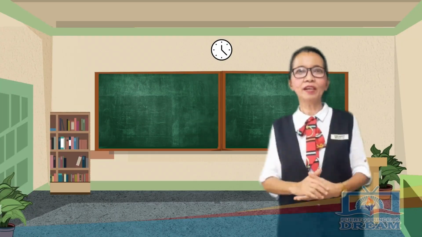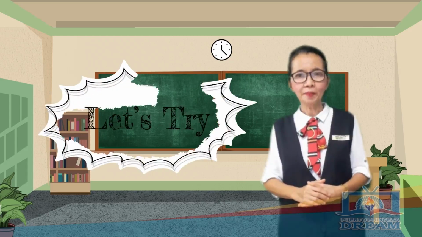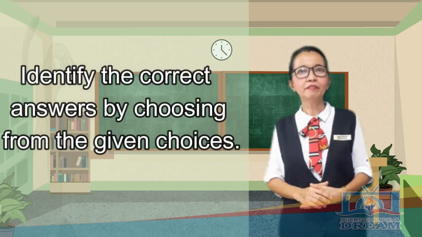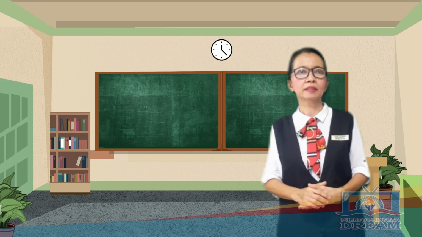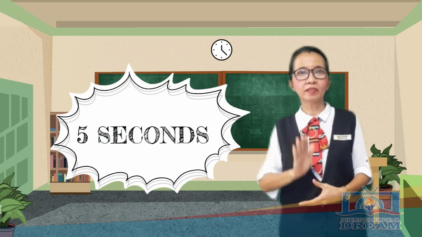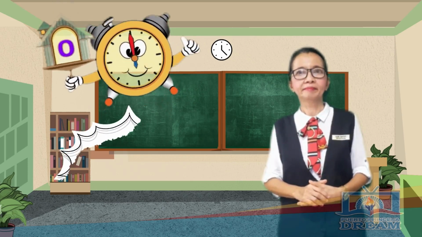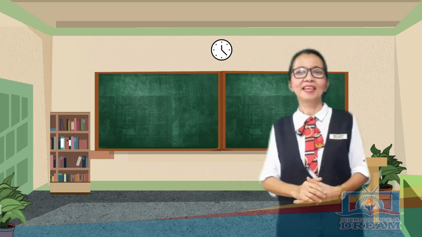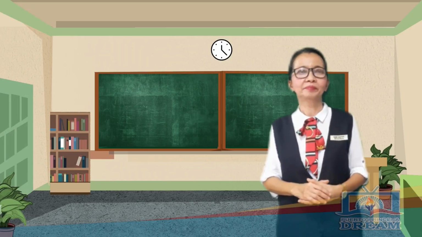If you are ready for our lesson, let us have a short activity, the Let's Try part. As I flash the question, identify the correct answer by choosing from the given choices. Write your answer in your activity notebook. You have 5 seconds to answer each item. And when you hear this sound, that means your time is up. Let's get started!